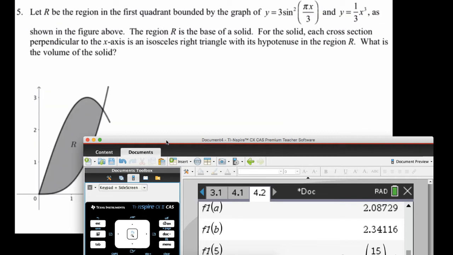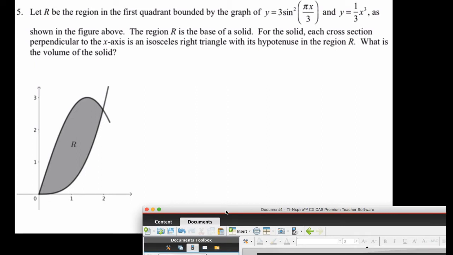All right, let R be the region in the first quadrant bounded by the graph of 3 sine squared of pi x over 3 and 1/3 x cubed. The region R is the base of a solid. All right, so this is like known cross sections. For the solid, each cross section perpendicular to the x-axis, so that's a big deal, is an isosceles right triangle with its hypotenuse in the region R.